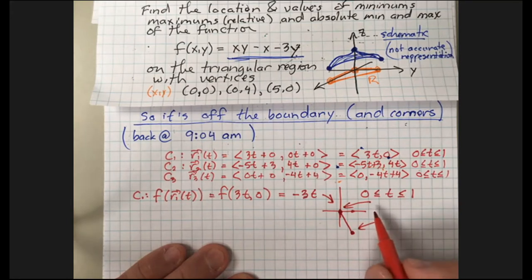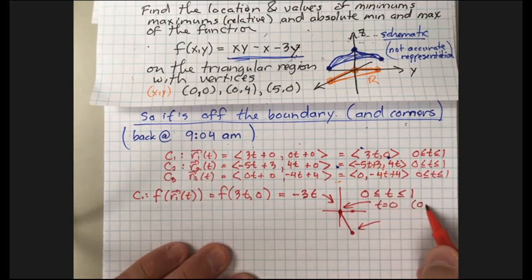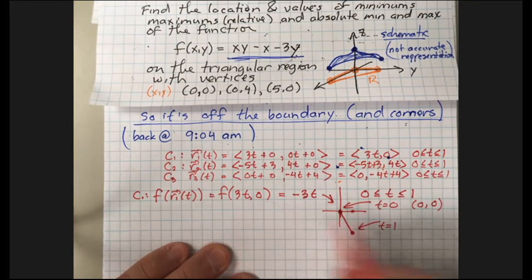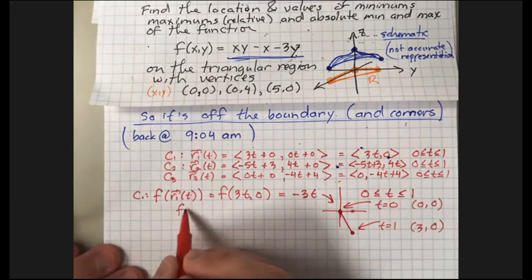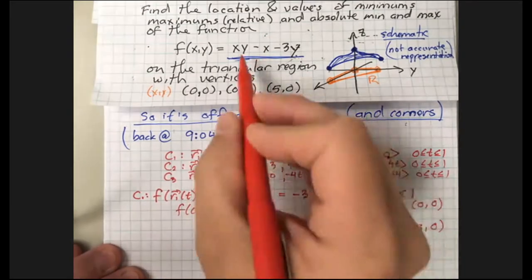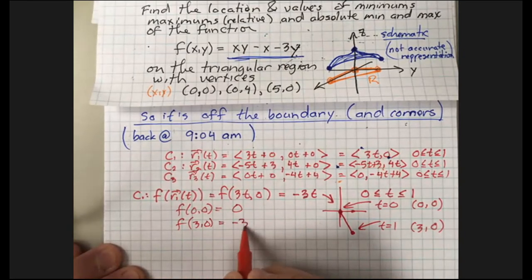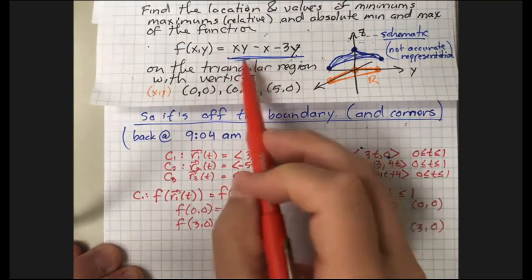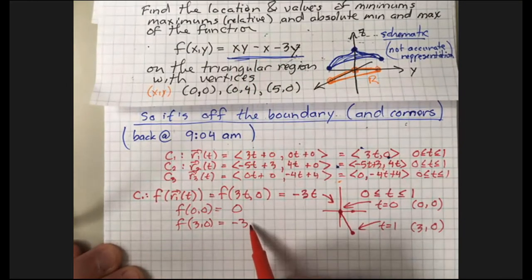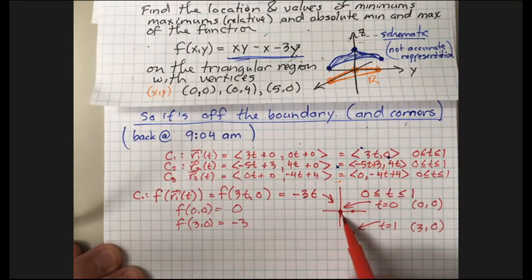And those, remember, now let's be careful. That's when t is 0. But when t is 0, I'm at the point 0, 0 on my triangle. When t is 1, I'm at the point, what? 3, 0 on my triangle. So if I examine f of 0, 0, put 0 and 0 into there, I get 0. If I examine f of 3, 0, I get minus 3 when I put that into here. So these are potential high and low points. Now be careful, on this edge of the metal shard, that is the low point, but I don't know if it's the absolute low point because I haven't looked at the other two edges.